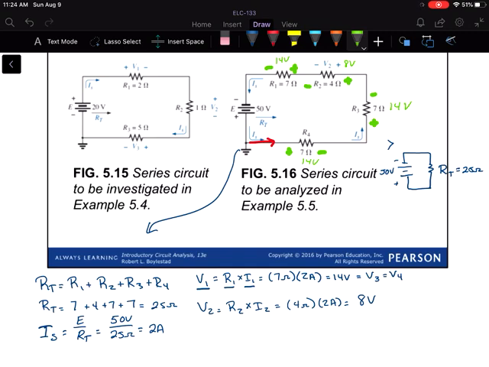And remember, Kirchhoff's voltage law says that the voltage supplied by the system should equal the sum of the voltage drops. You'll have to pay close attention to the direction when we get to having more sources, but this means that our 50 should equal 14 plus 8 plus 14 plus 14. And the 3 14s is 42 plus 8. It does equal 50. Okay, so that works out.